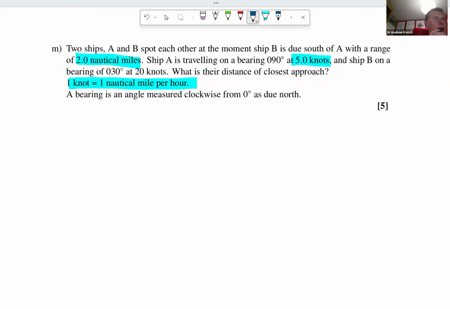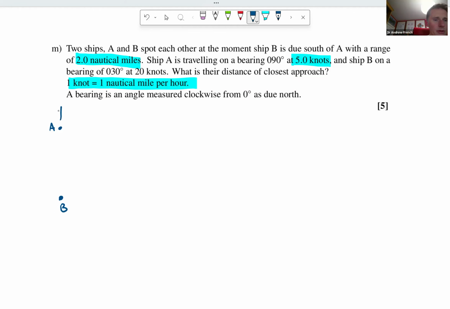So the first thing we want to do is represent this information. Ship A is traveling at a bearing of 090 at 5 knots. Let's find out where they are. Initially B is due south of A, so what we've got is A and B, there's our starting ships. So there's B and there's A. It's going at 5 nautical miles per hour and it's at 090.